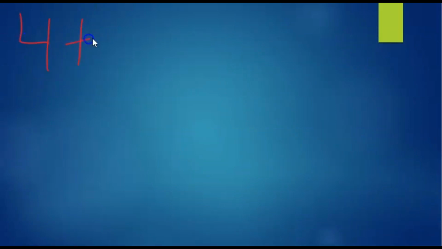4 plus 3 equals to what? We learned the trick to draw lines. So the first number is 4. Let's draw 4 lines. 1, 2, 3, 4. Second number is 3. Let's draw 3 lines underneath. 1, 2, 3. Now let's count all these lines together. 1, 2, 3, 4, 5, 6, 7. 4 plus 3 is equal to 7.